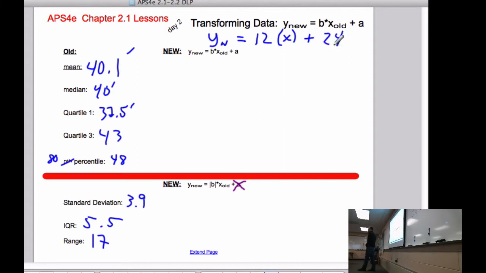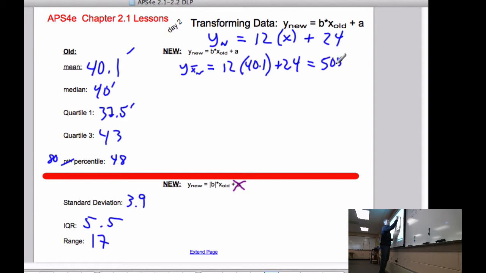Once I have the equation, then I can go through all this data. I just plug right in. So y of mean, and I'll put a little n there, meaning the new mean, is equal to 12 times 40.1 plus 24. And what do you get? 505.2. Thank you. 505.2 inches is our new mean.